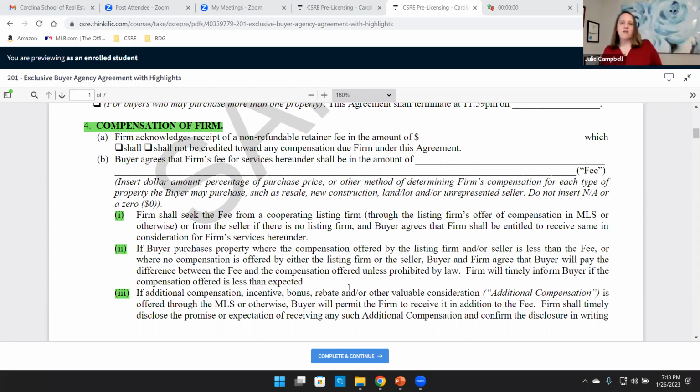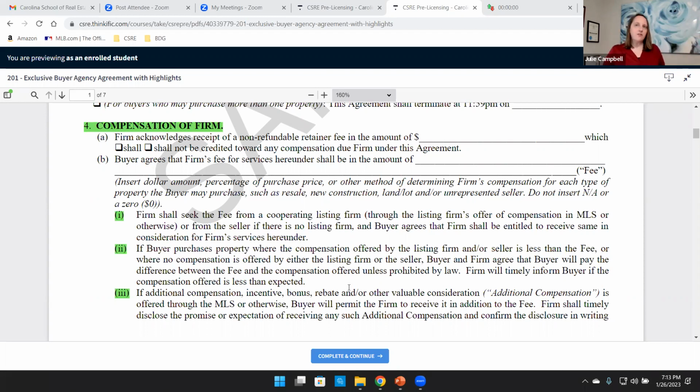Let's make a number up. 5%. I want a 5% commission when I help you buy a house. And if the seller's only offering me 2%, hopefully I'm a decent enough agent to come back to you and say, they're not offering enough. I need you to cover the difference.